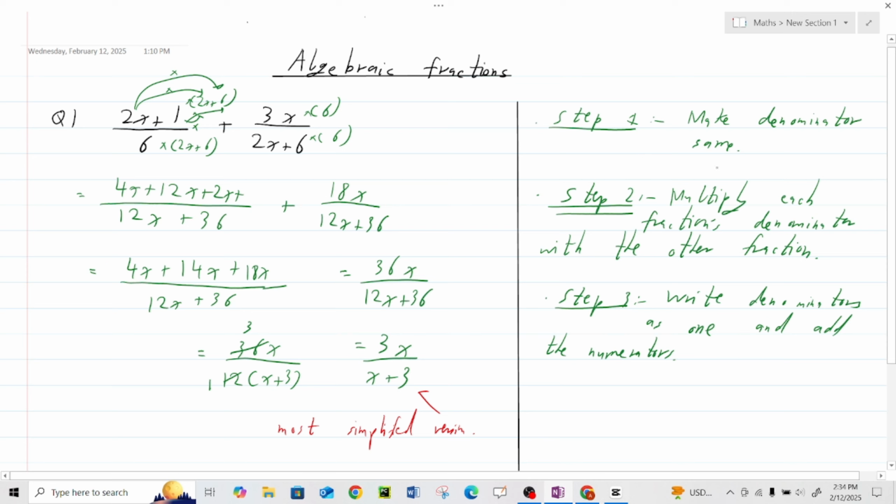Make the denominator the same, multiply each fraction's denominator with the other fraction, then write denominators as 1 and add the numerators, and the last step is to simplify. If the question asks, this is an optional step. Step 4, this is optional: simplify it if the question asks. Now, let's see some more examples to understand this.